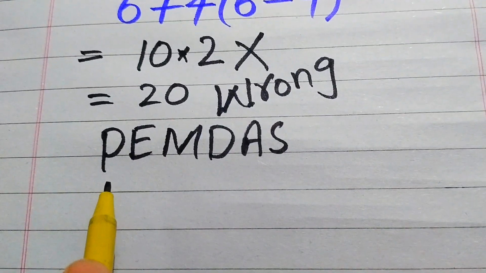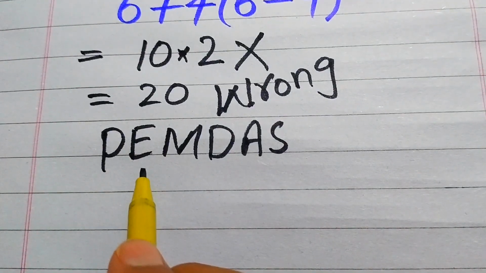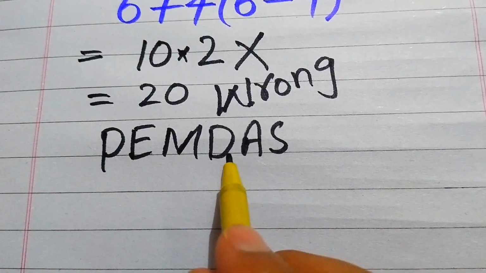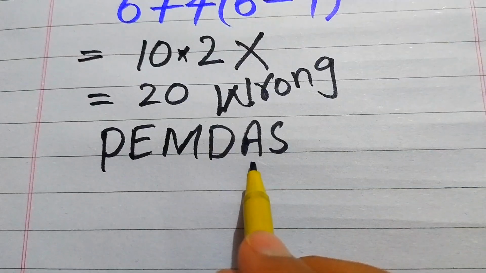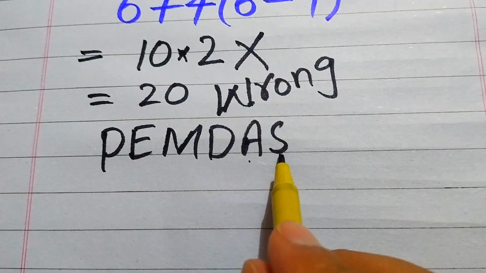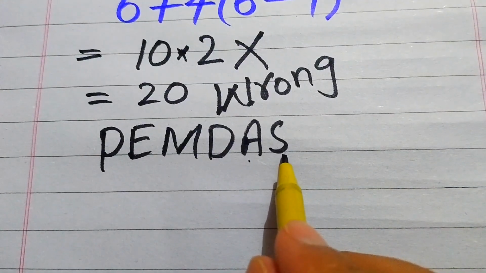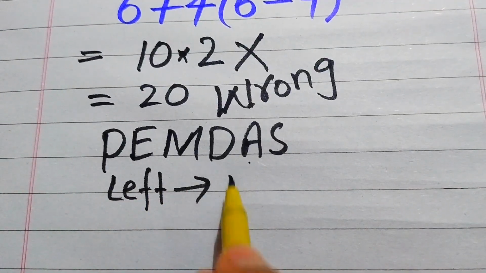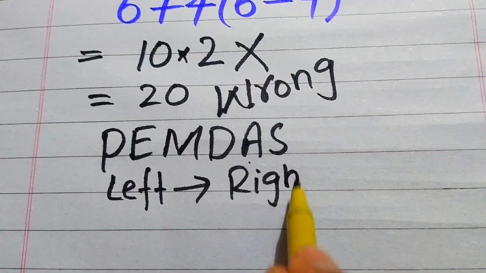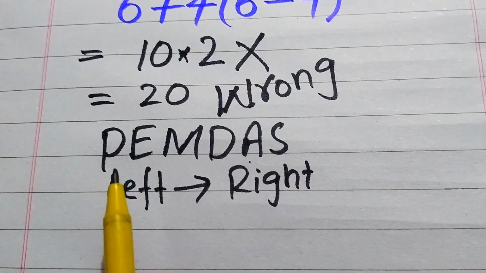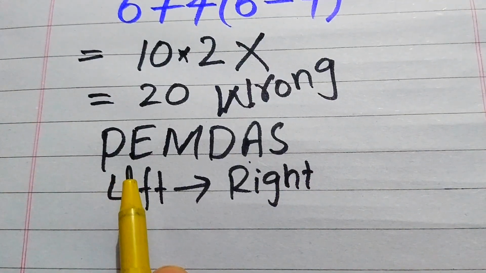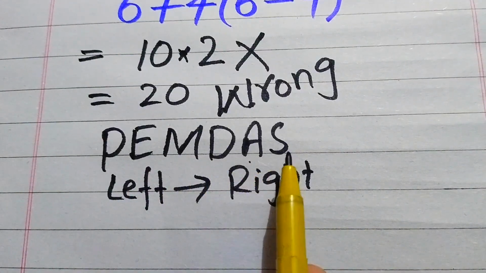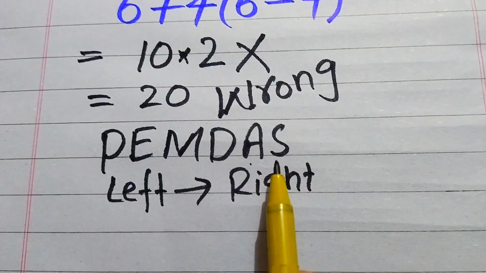P stands for parentheses, E stands for exponents, M stands for multiplication, D stands for division, A stands for addition, and S stands for subtraction. We follow this rule from left to right. This means we give the first priority to parentheses, then we solve exponents, then multiplication and division, and at the last we solve addition or subtraction.